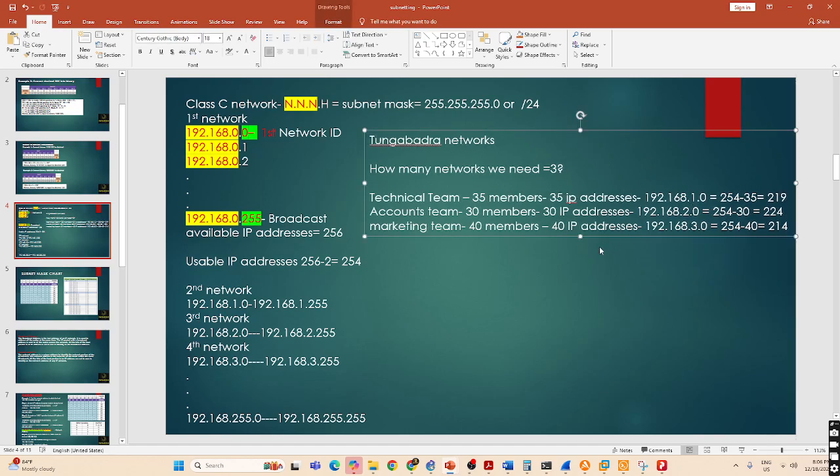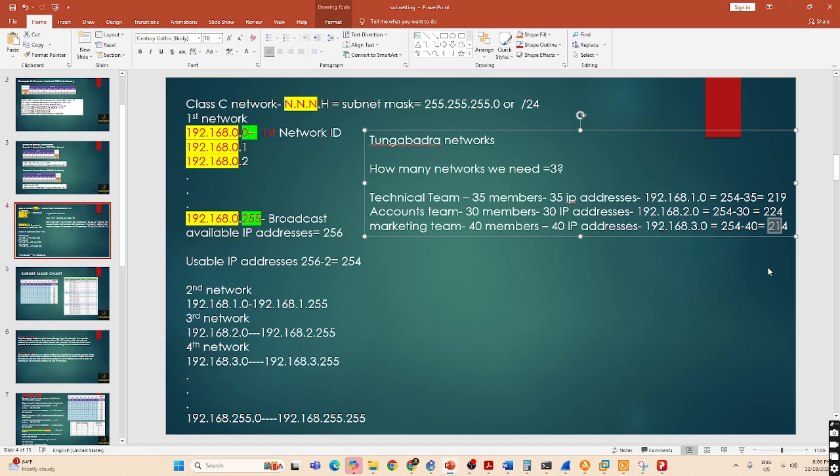So we are taking 3 networks, and after using them, how many are left? All of these are wasted, right? We are wasting all these IP addresses. Yes or no? We are just using IP addresses in this range. Yes, sir. And how many IP addresses are wasted here? 219 in the first network, 224, and so on, almost 650 IP addresses wasted, right? We are wasting the IP addresses.